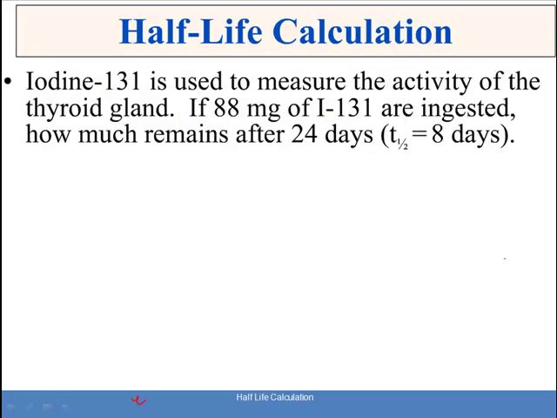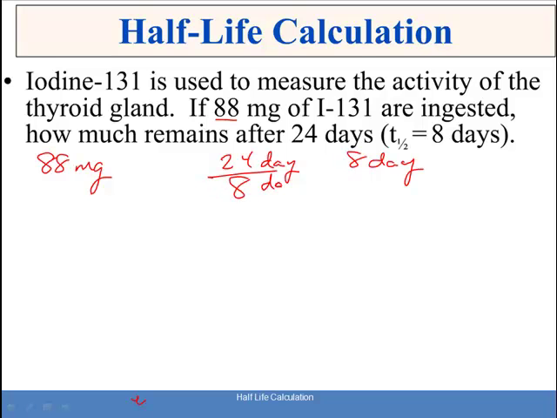So how do you do a half-life calculation? Well, you've got iodine-131. It's used to measure the activity in the thyroid gland. If you've got 88 milligrams of I-131 ingested, your starting amount is 88 milligrams. It's asking how much remains after 24 days, and the half-life period is 8 days. So if you take 24 divided by 8, that gives us the number of half-lives, which is 3.